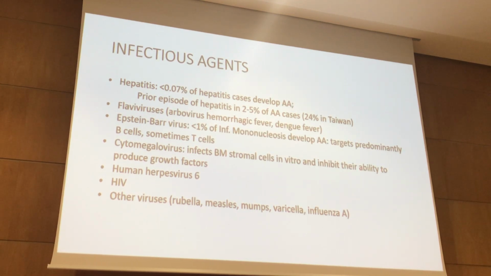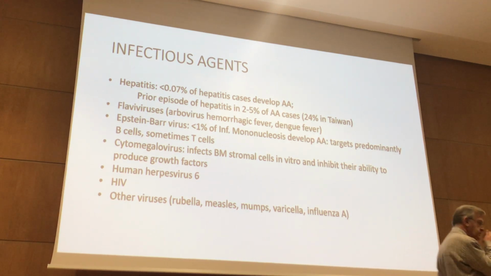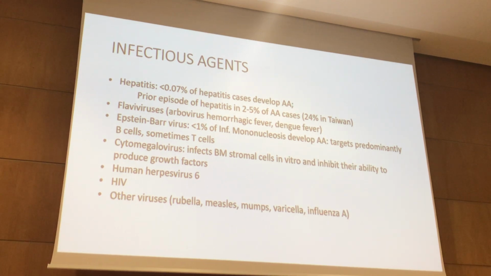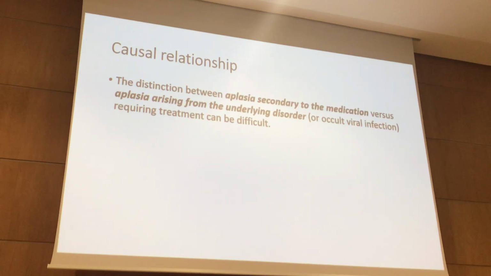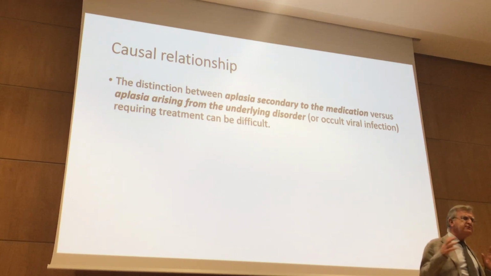The second group is infectious agents. The most common of these are hepatitis viruses. So you should ask for the presence of hepatitis, for a past history of hepatitis, in patients that present to you with aplastic anemia. Other viruses such as Epstein-Barr, cytomegalovirus, herpes virus, and HIV, of course, can cause pancytopenia or aplastic anemia as well. There is a relationship between viral agents, viral disorders, and the drugs. So sometimes it may be confusing.